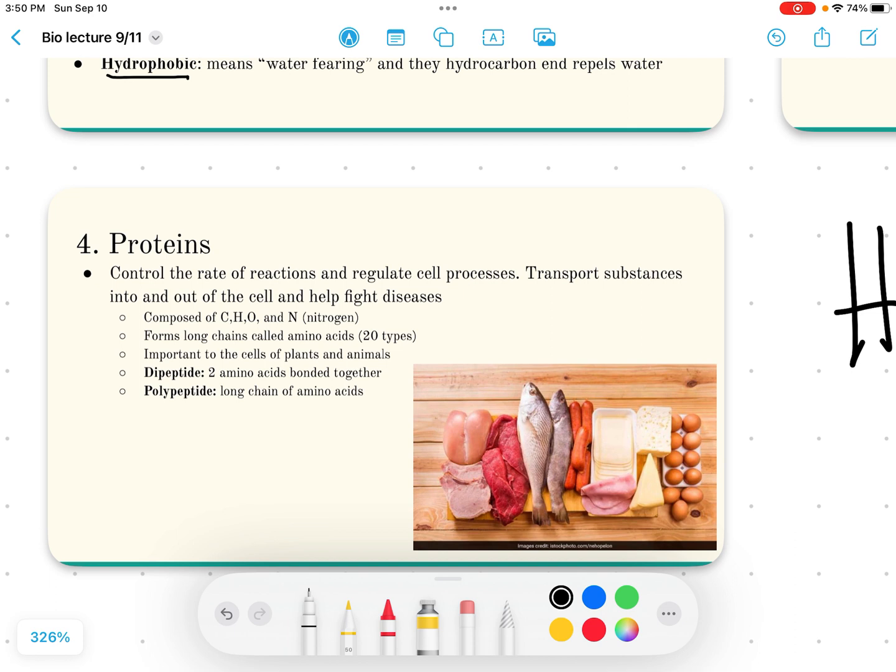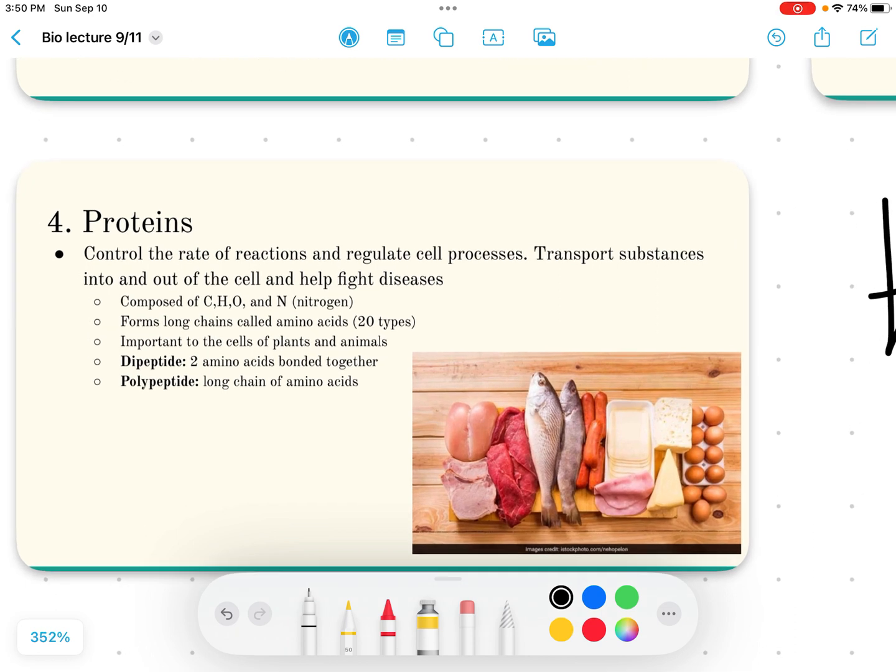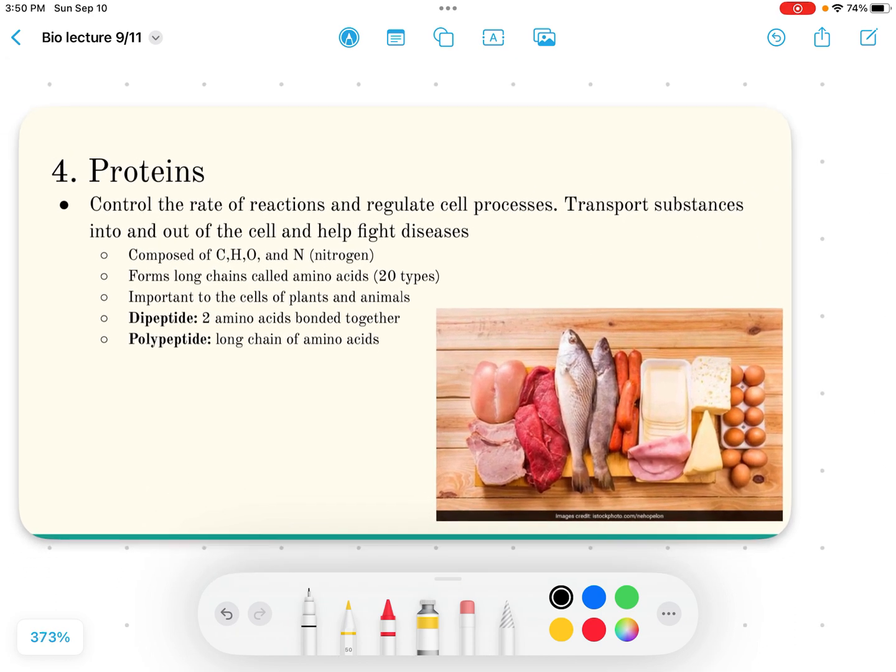And our last and final part is proteins. Proteins control the rate of a reaction and regulate cell processes. They transport substances in and out of the cell and help fight diseases. So proteins are super helpful in our body, other than trying to build muscle and things like that. They allow and move things throughout the body and help us fight off those diseases that make us sick. It's composed of carbon, hydrogen, oxygen, and nitrogen.